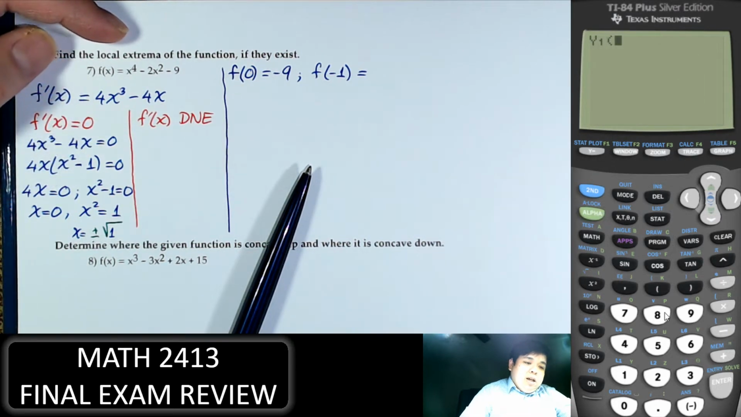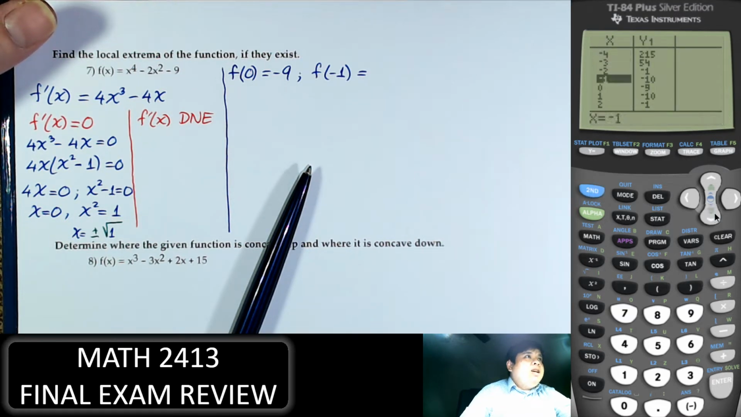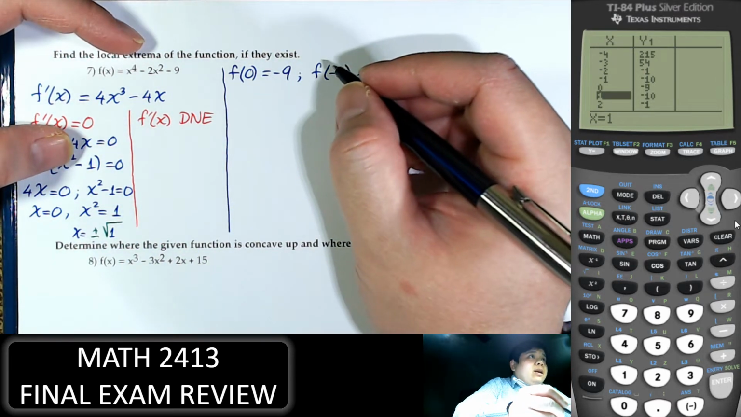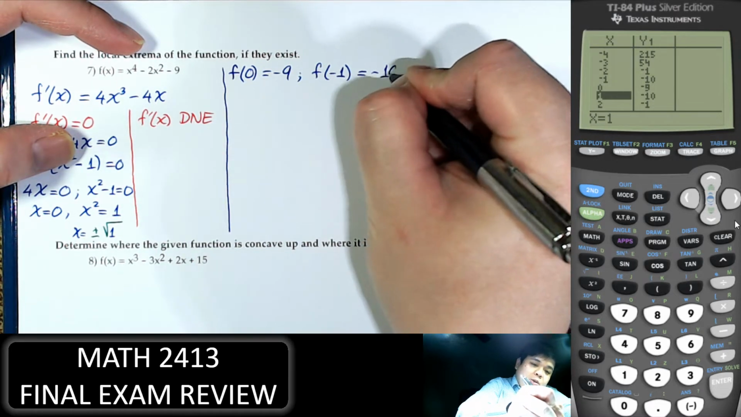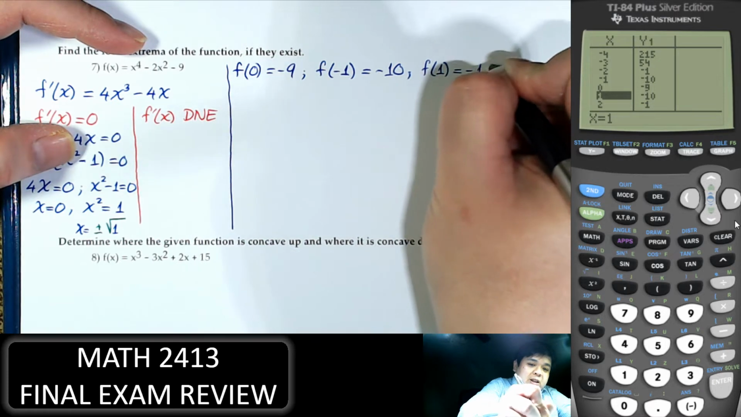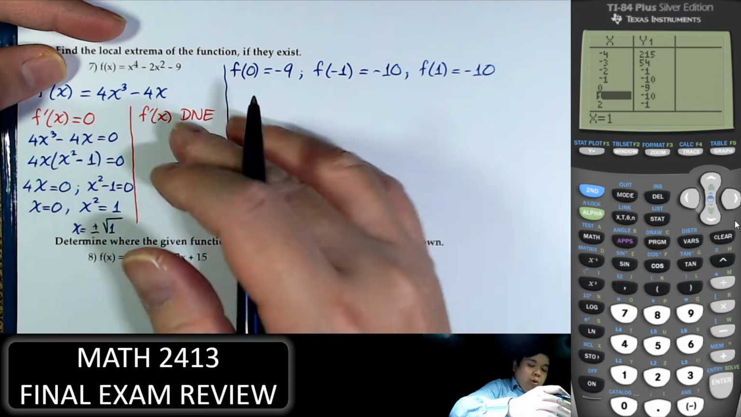Alright, evaluate at negative 1. We have negative 10. Evaluate at 1. We have 10. Or just go to the table. Right. Negative 1, we have negative 10, and 1, we also have negative 10. Right. So that is the original function.